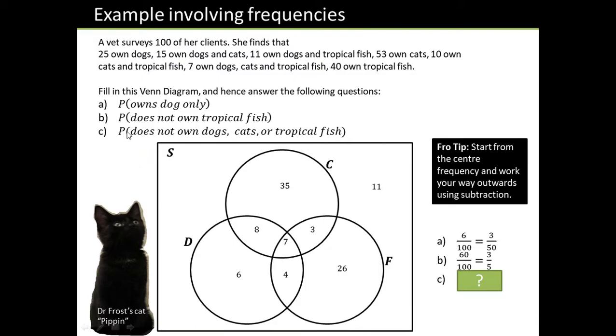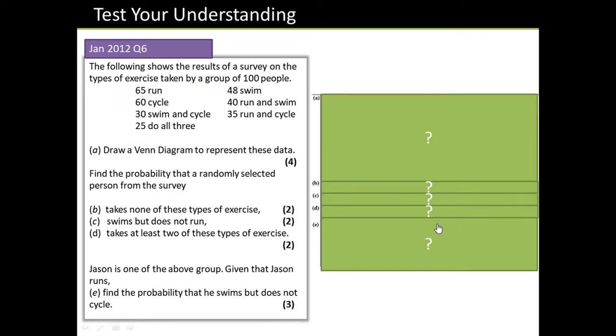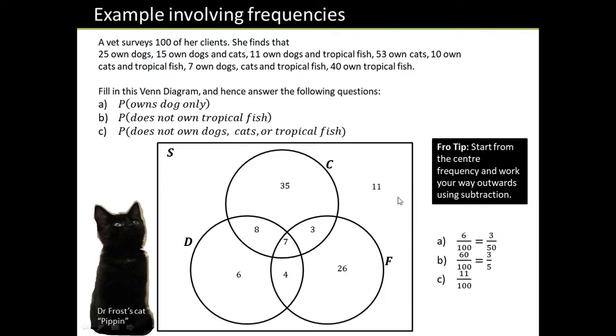So then, probability that someone does not own dogs, cats, or tropical fish we've got on the outside, so that's 11 out of 100. You can have a think about also, if I told you that someone chosen at random definitely owns a cat, what's the chance that they also own a dog? So this isn't on the PowerPoint, it's just popped into my head as some kind of random thing.